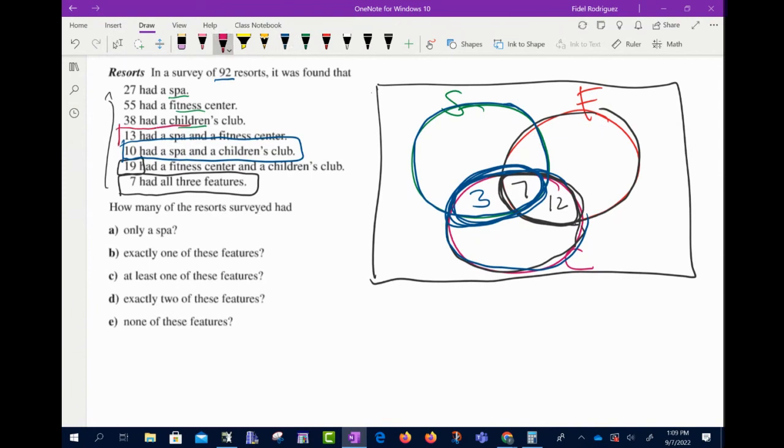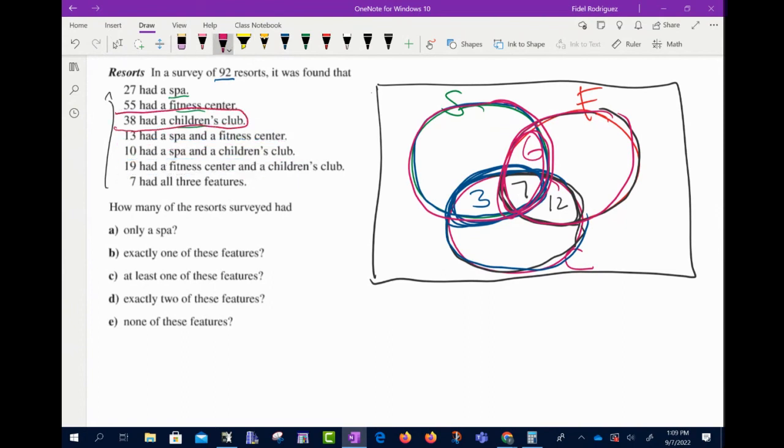The next part says 13 had a spa and a fitness center. So here's my spa, and here's my fitness center. So those 2 circles overlap in this piece, and that number has to add up to 13. And if this number is 7, that's going to have to be a 6. Very good.